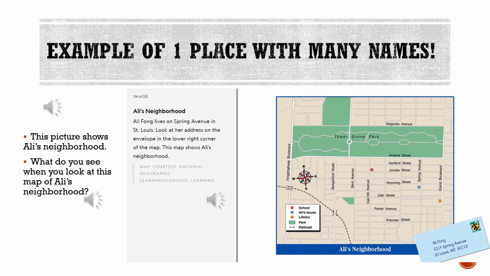Let's look at this first map. This shows where Allie lives. You can see her address on the envelope in the bottom of your screen. What else do you see when you look at this map of Allie's neighborhood? I notice that her house is the blue square on the map, and that there's a giant park, the Tower Grove Park, near her house. Those are some of the things you may have noticed about this map.